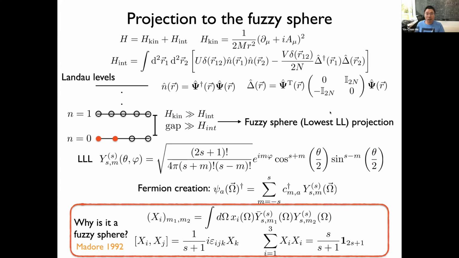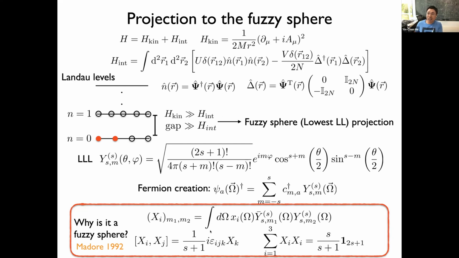Okay, so now we can project this model onto the fuzzy sphere in the limit that the kinetic energy is much larger than the interaction strength. Then I can safely project the model into the lowest Landau level. The wave function of the lowest Landau level will have this form, which is monopole harmonics. And the projection is very straightforward: you just replace the fermion creation operator with a second quantized operator that we call C, times this spherical harmonics.